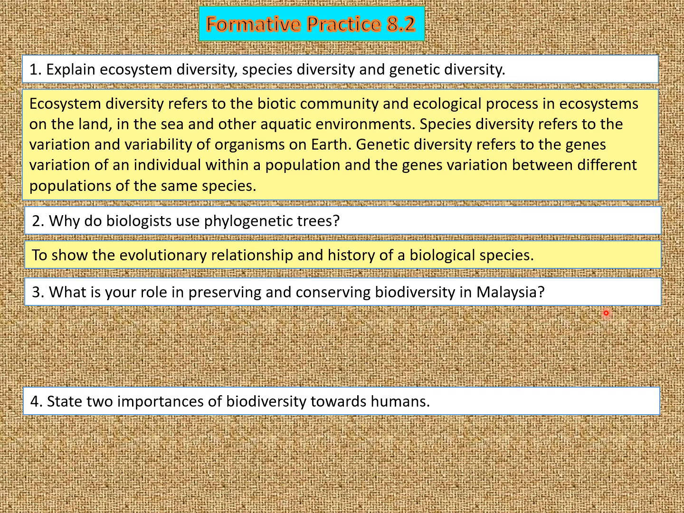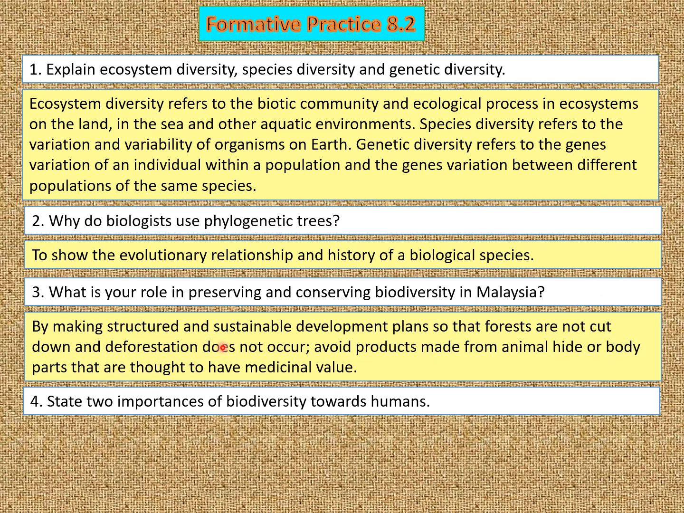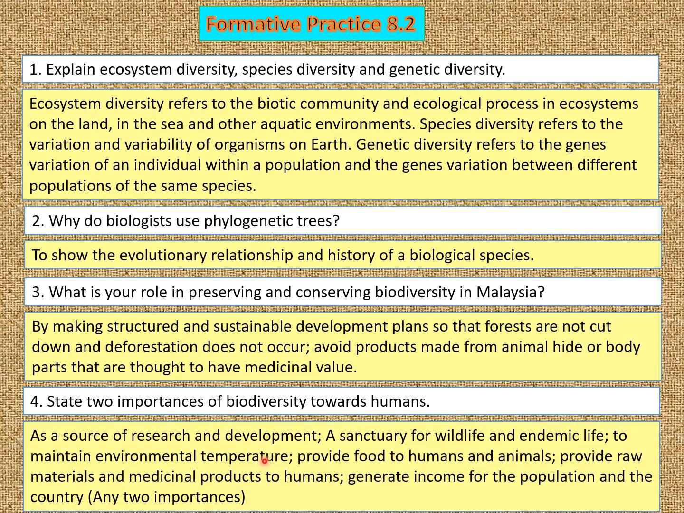Question number 3. What is your role in preserving and conserving biodiversity in Malaysia? The answer is by making structured and sustainable development plans so that forests are not cut down and deforestation does not occur. Avoid products made from animal hide or body parts that are thought to have medicinal value. Question number 4. State the importance of biodiversity toward humans. The answer is as a source of research and development, a sanctuary for wildlife and endemic life, to maintain environmental temperature, provide food to humans and animals, provide raw material for medicinal products to humans, generate income for the populations and the country. Okay, any 2 importance you can use.